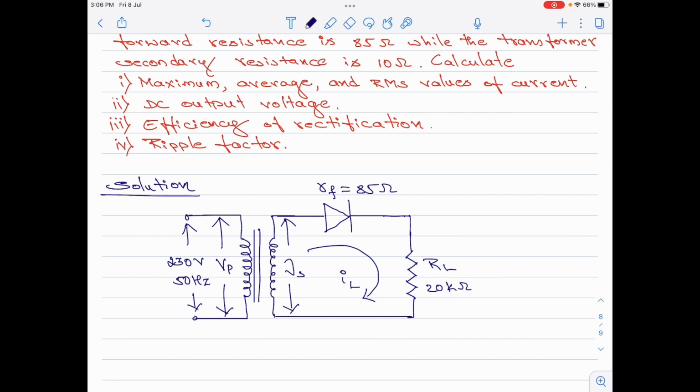As you can see, the input of the transformer is supplied with a 230 volt 50 Hz supply. The transformer turns ratio is 3:1. The diode has a forward resistance of Rf equal to 85 ohms. Load resistance is 20 kilo ohms. Let us now quickly write down these given parameters.